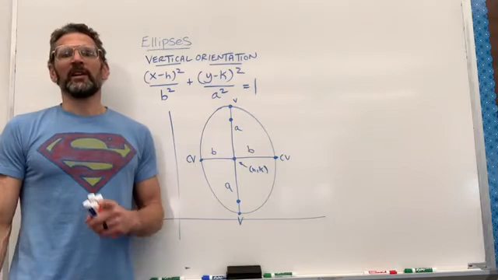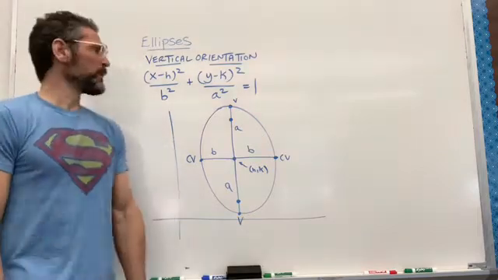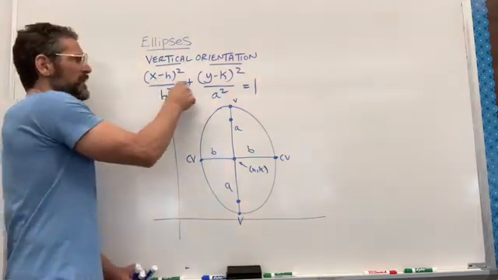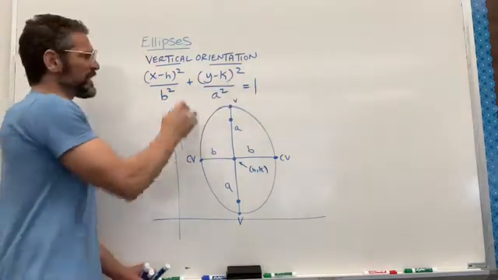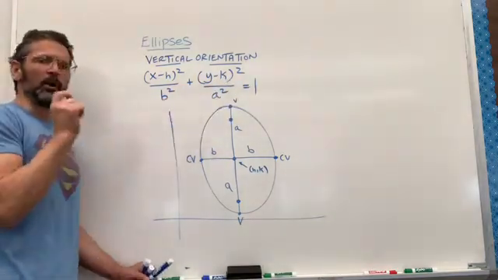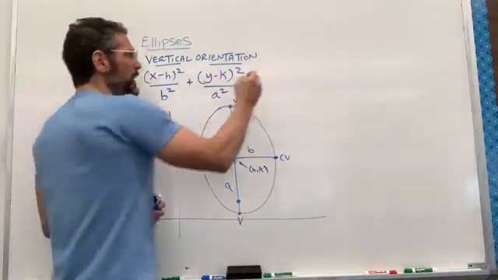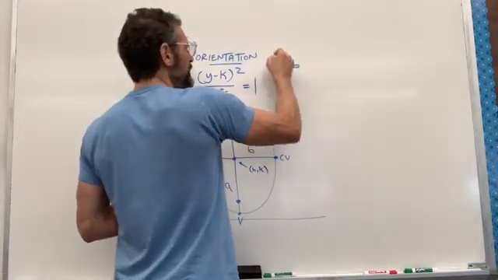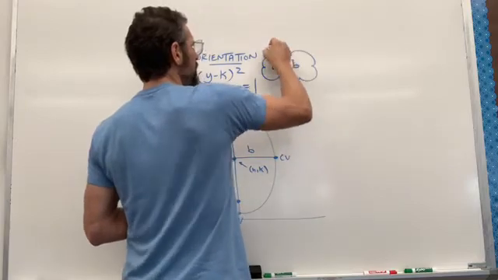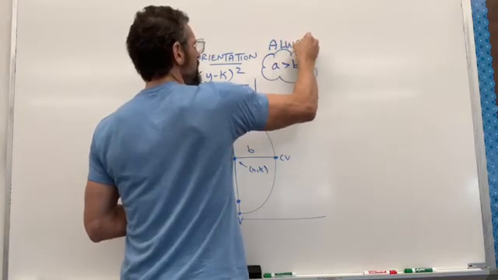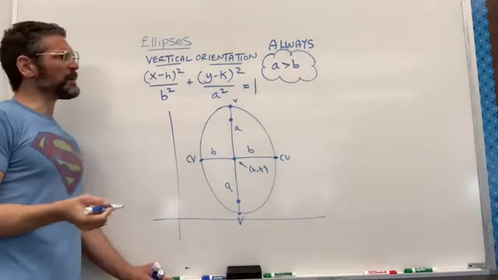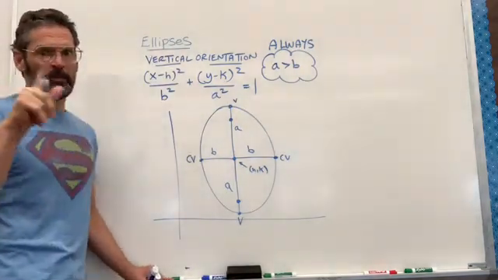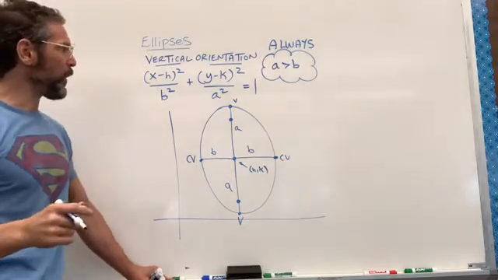If we want to consider an ellipse with a vertical orientation, notice x minus h squared plus y minus k squared equals 1. The order hasn't changed. It's the size of the denominator. Look to the bigger denominator. We know that A is always bigger than B with an ellipse. With an ellipse, one more time, A is always the biggest.